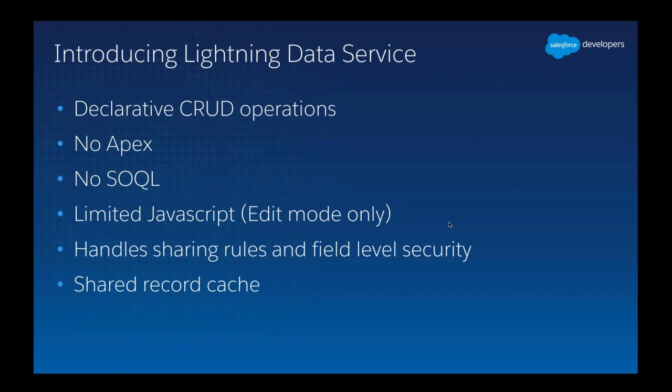Also, the Lightning Data Service handles the security, like field level security, automatically. We'll cover that as well. And because the Lightning Data Service works with a shared record cache at the client side, all the components actually share a single version, a single copy of the data, and that means that you can't have these inconsistent states between components because they actually all point to the exact same data.